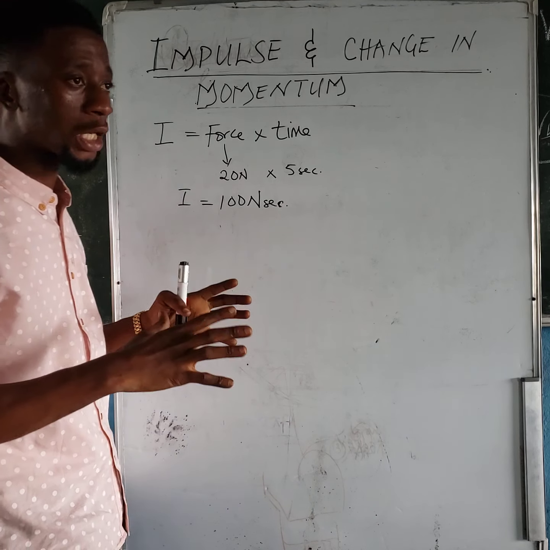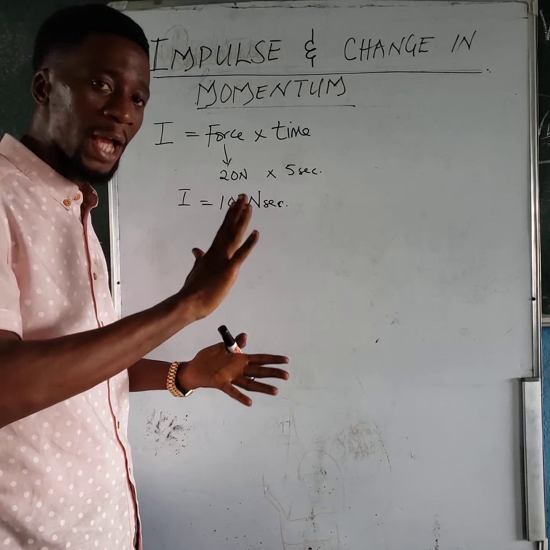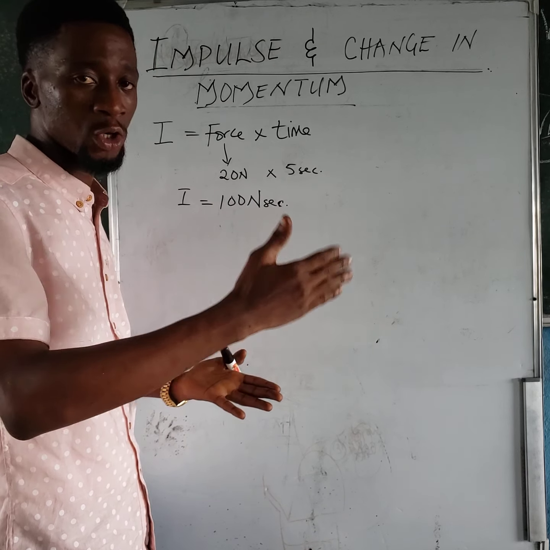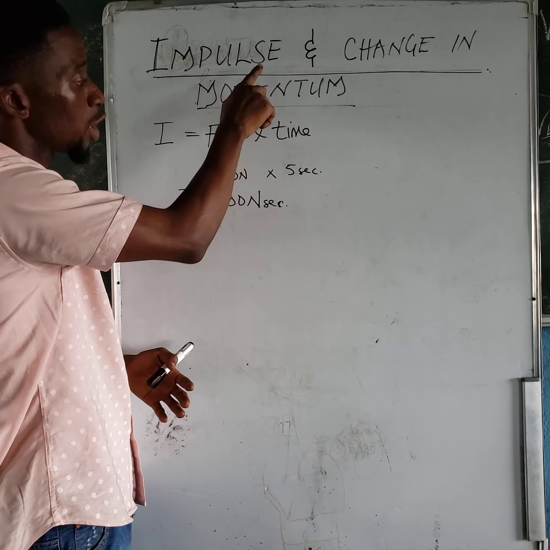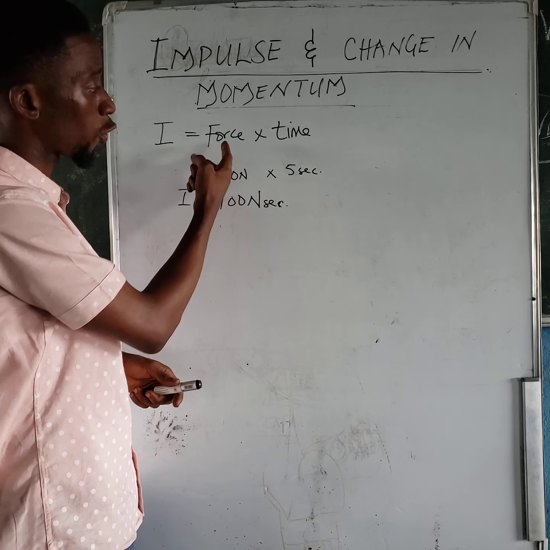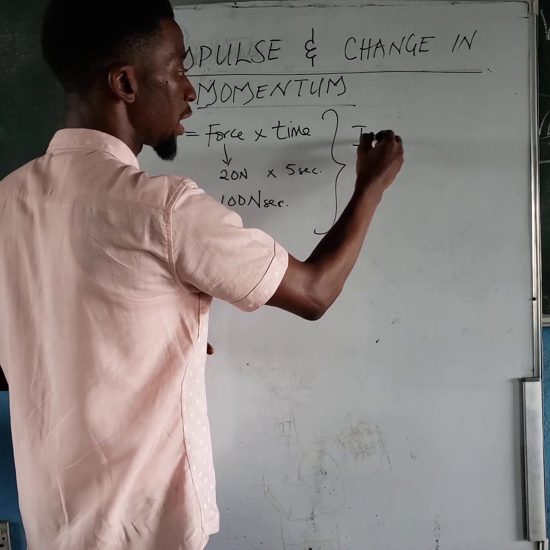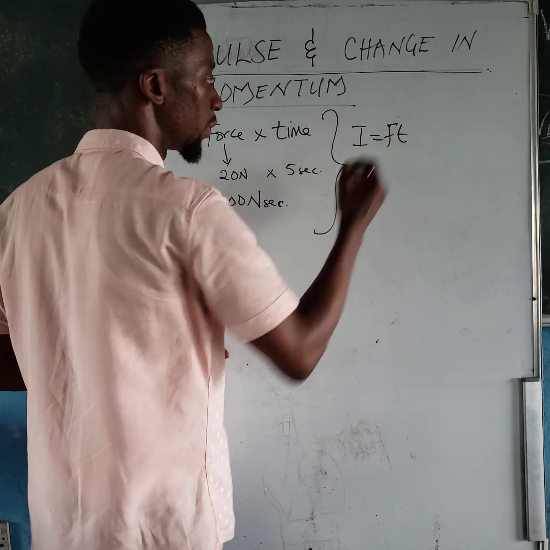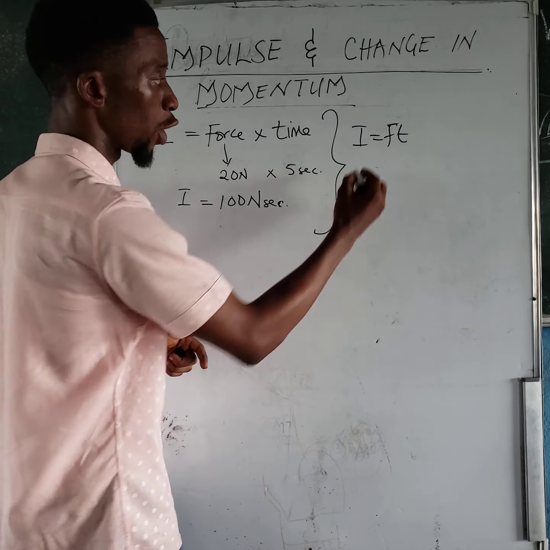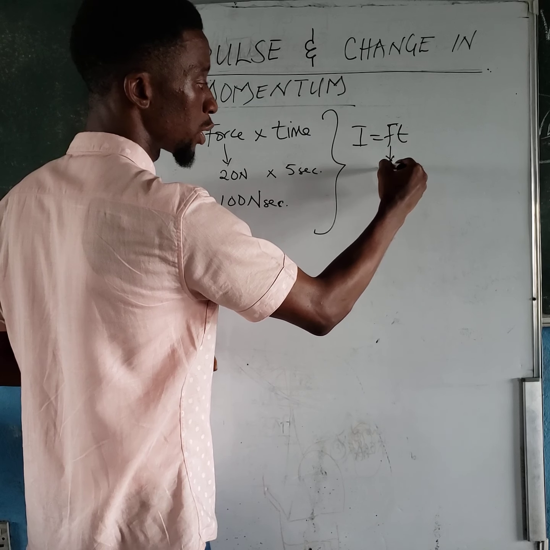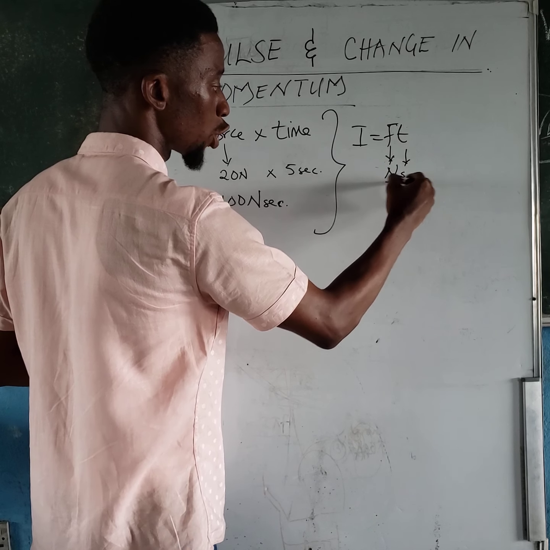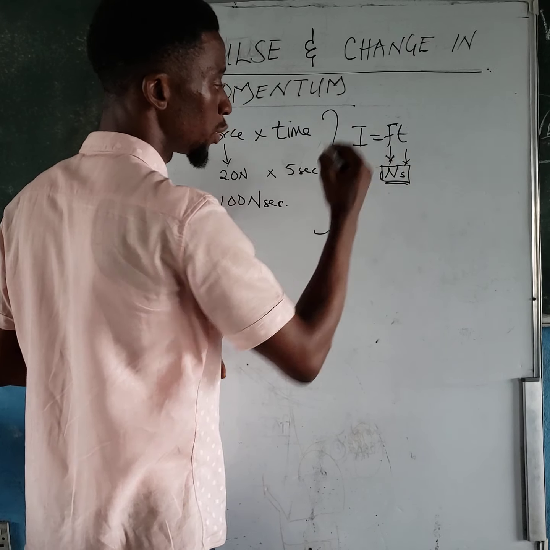Now, impulse basically talks about the force applied on a body for a given period of time. That is impulse. So mathematically we say it is the product of what? Force and what? Time. Which means generally we can say that I is equal to Ft, where the unit for impulse becomes what? This is for Newton, this is for second. So the unit for impulse is Newton second.